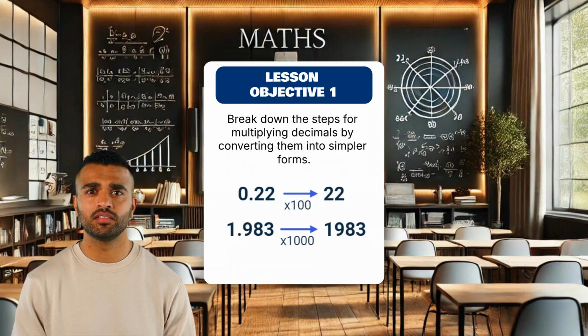Through worked examples, we applied these steps to reinforce our understanding. We concluded by explaining why this method works. By temporarily ignoring the decimal points, we effectively multiply by powers of 10 and then divide by the same factor at the end, maintaining the correct value.